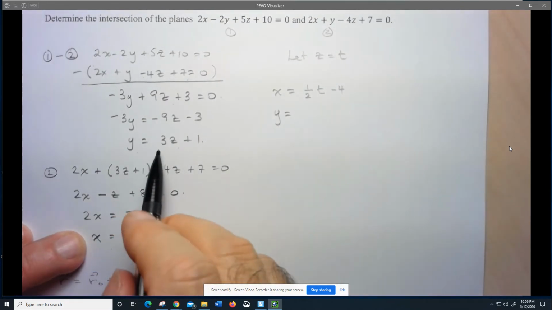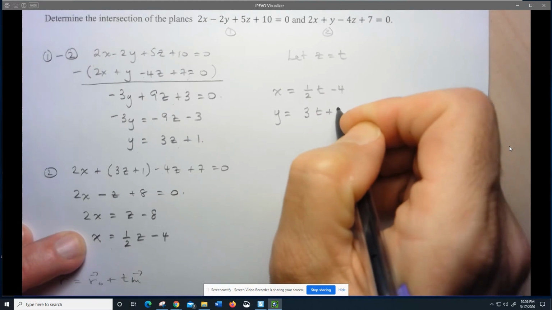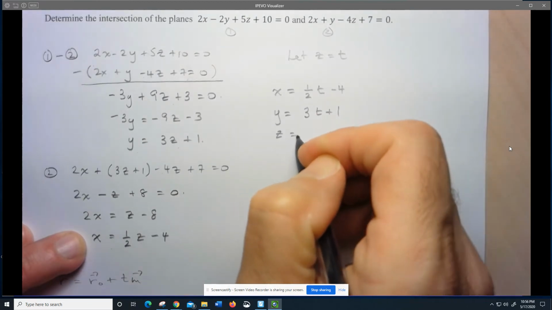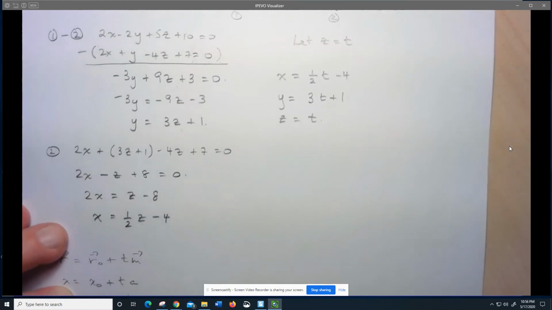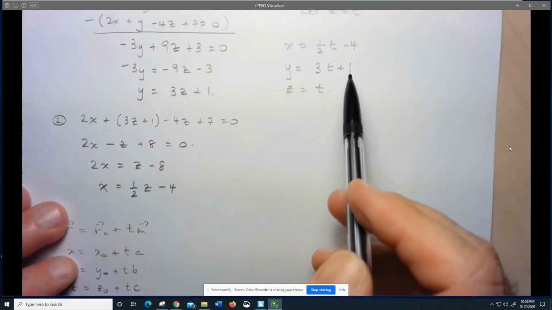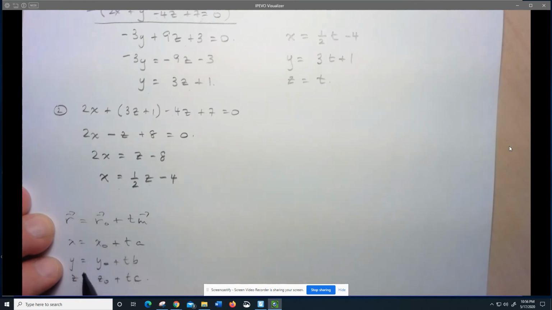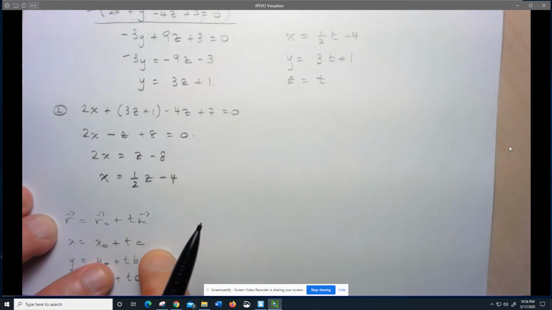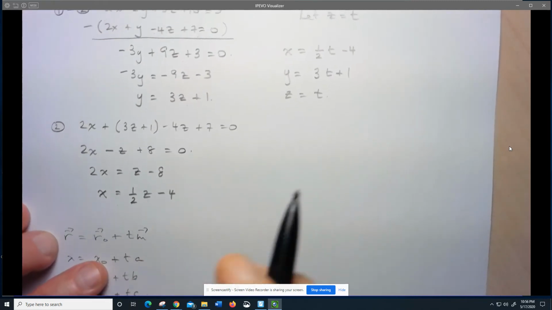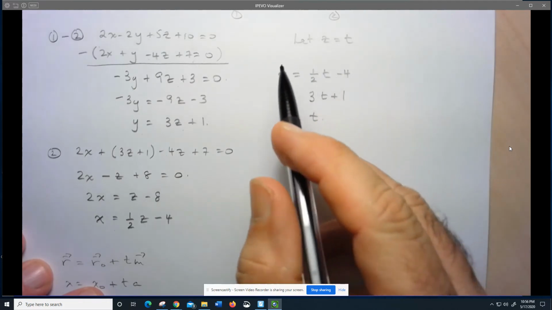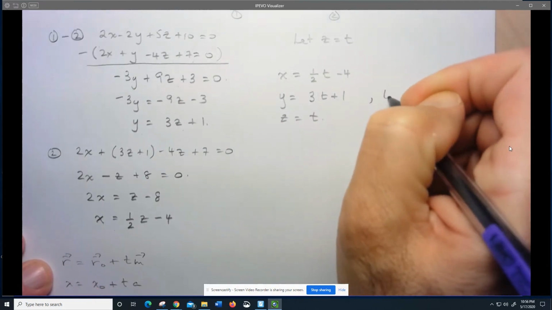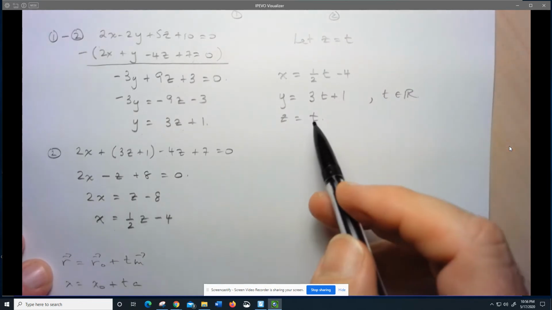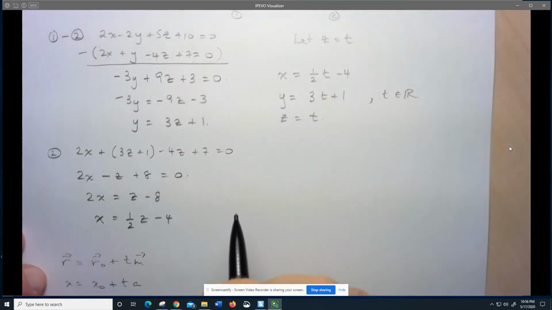My y component can be written as 3t plus 1, and then z is just equal to t. And I want you to recognize that this equation here looks very similar to that equation there. Imagine just z not being 0 and c being equal to 1, and you see that I've written y in terms of z, or in this case now t, and x in terms of t. So what does this represent? It represents the equation of a line. So if I just change the value of t, I get more points from this line.